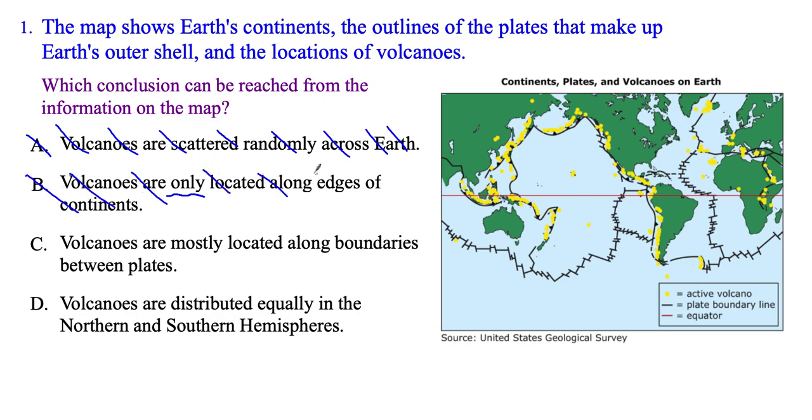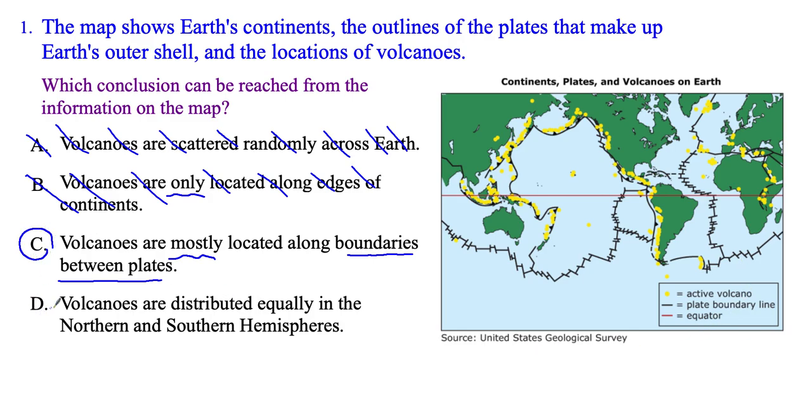What about C? Volcanoes are mostly, I like this word mostly better. Volcanoes are mostly located along boundaries between plates. Well, let's see. On the map, the boundaries between plates are represented by this black line. These black lines, those are the plate boundary lines. Do most of the volcanoes appear to fall on these plate boundary lines? Yeah, they sure do. The yellow dots appear to fall along the black lines throughout this map for the most part. So I'm going to say C is probably our answer.